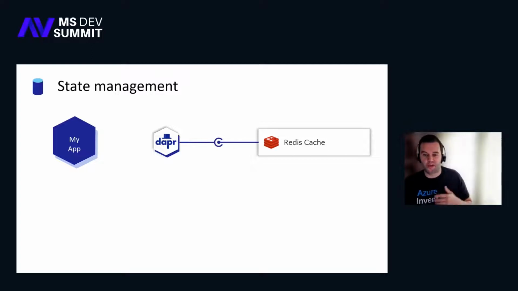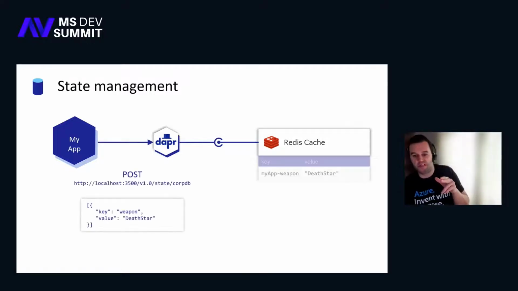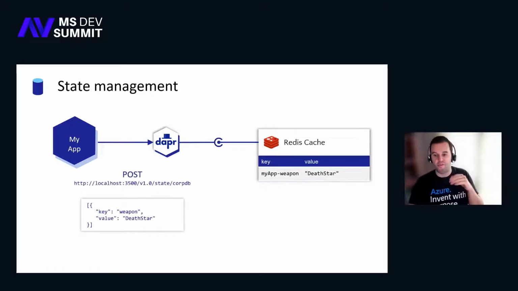Now we have an example of a state management call, and in this case, our app wants to persist some data into the data store. In this case, it's using Redis cache. So it makes a request to the state API by providing the name of the DB, in this case the corp DB, and providing a body with all the key value pairs that we want to persist into the data store. And then the Dapr instance gets the request and performs the operation to store the key value pairs into the Redis cache instance being used.